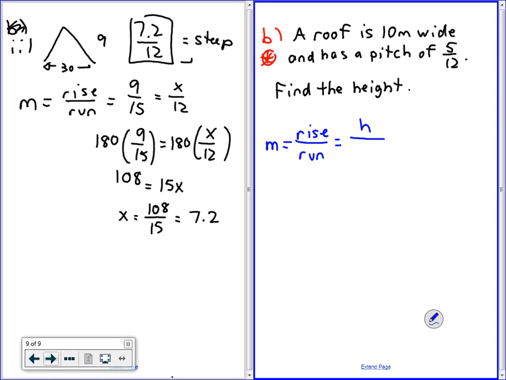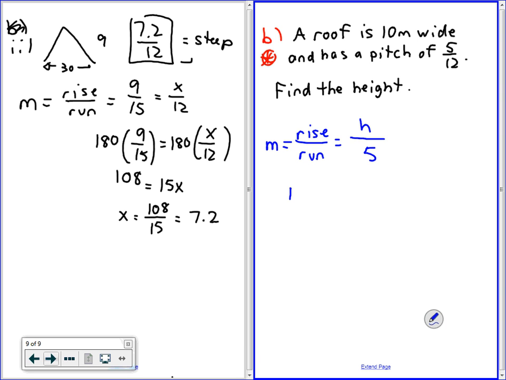What's my run going to be? Is it going to be 10 or 5 over 12 or something else? It's going to be 5, isn't it? So just like what Caitlin said before, if the roof is 10 meters wide, 5 meters is the only part we need for the roof. So it's going to be H over 5.